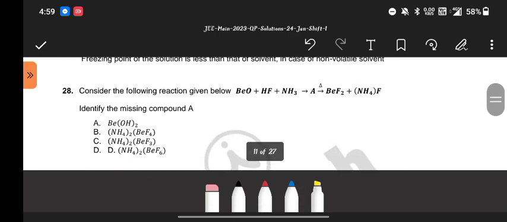Moving on to our next question, question number 28. Here they have asked us to consider the following reaction: BO plus HF plus NH3 gives A, that is BF2 plus NH4F. Now we have to identify the missing compound A. Options: A is BOH2; B is NH42 BF4; C is NH42 BF3; D is NH42 BF6.